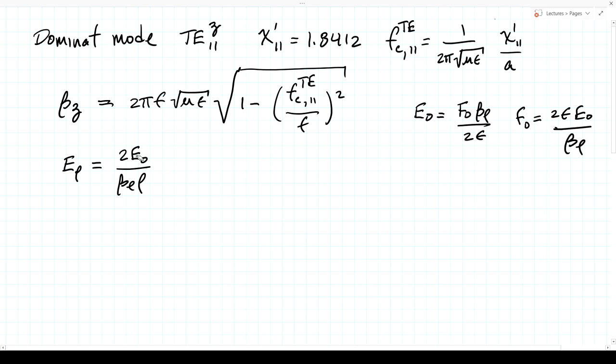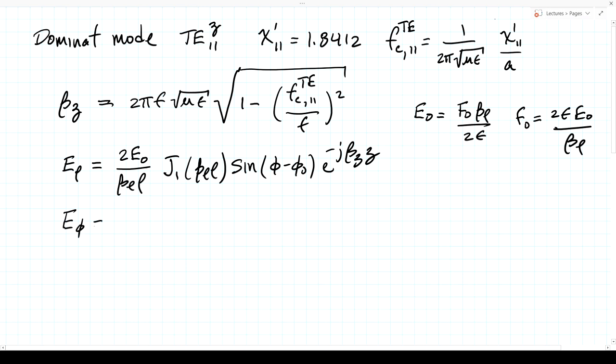And then E0 is going to turn out to be the maximum electric field strength for E rho. And this would be, it's the m equals 1 mode, J1(beta rho rho), where beta rho is this value over a. Sine, m is equal to 1, so it's just sine of phi minus phi 0, e to the minus j beta z z.